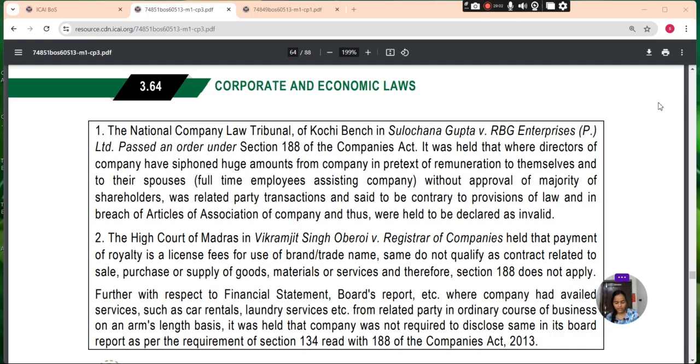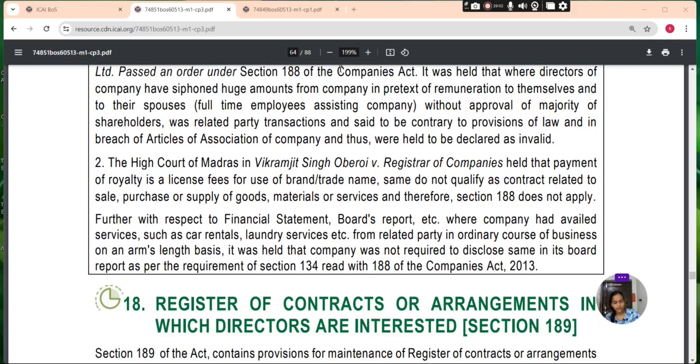उसके बाद आता है जो हाई कोर्ट ऑफ मद्रास इन द विक्रमजीत सिंह ओबेरॉय वर्सेस रजिस्ट्रार ऑफ कंपनीज. Held that जो भी पेमेंट होगा रॉयल्टी का, it is a license fee for the use of brand, trade name, same do not qualify as contract related to sale, purchase and supply of goods, material, service and thereof. Therefore, Section 188 does not apply.